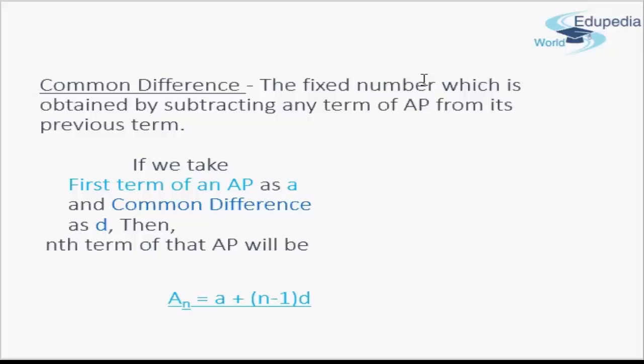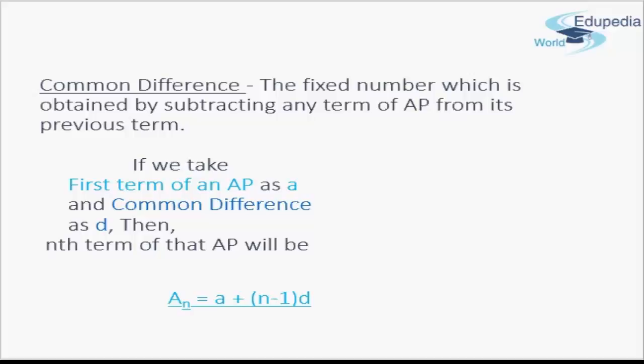Now this is the common difference, the fixed number which is obtained by subtracting any term of the arithmetic progression from its previous term. Basically, it's just another way of looking at it. We said that after the third term you can add 5 and you're going to get the fourth term, that is going to be 20, sorry.